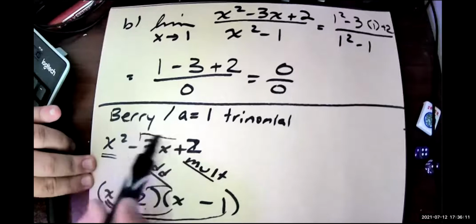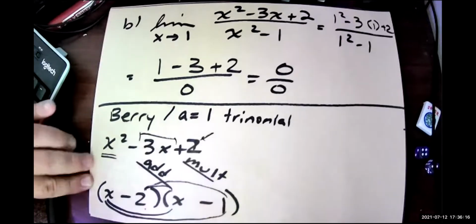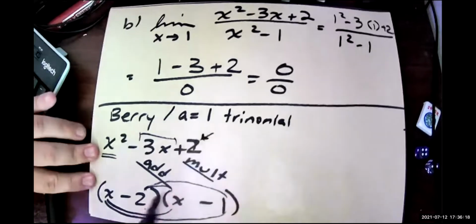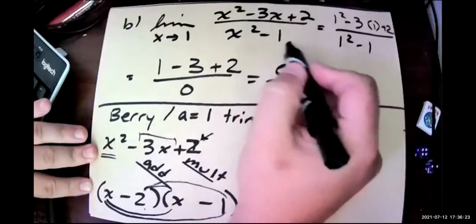That's -3x. And last but not least, I have -2 times -1, which is my 2. So you'll see this is the result of that factored. Likewise, by the way, while we're in this conversation, let's take a look at this.